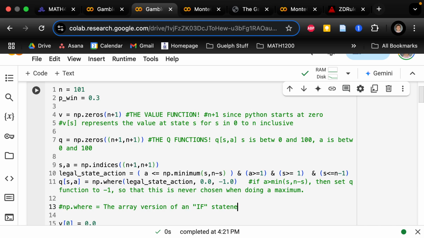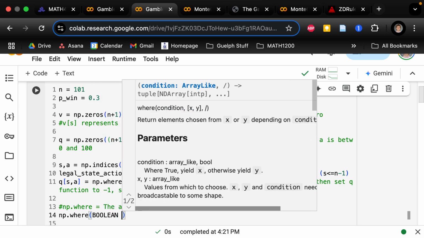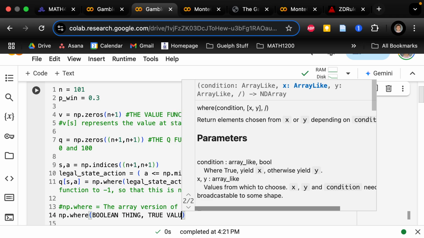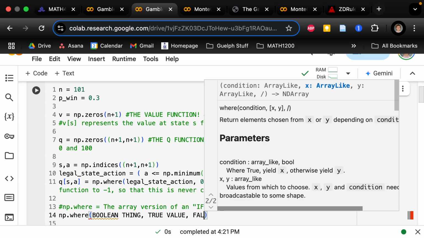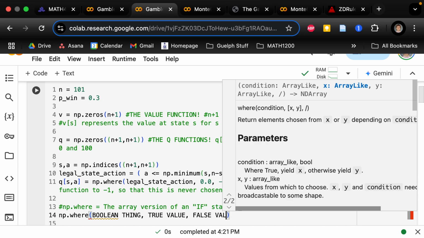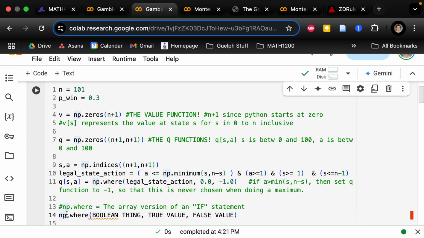And so what it does is it has the syntax of where this thing is true, it will do the first thing, and where this thing is false, it will do the second thing. So let's say np.where of a Boolean thing, it's like the true value and the false value. Okay, so this is like the syntax that if you want to learn how to do this array stuff, that's what you're going to have to use. And what this line is doing is it's setting Q of SA to 0 wherever it's a legal thing, and it's setting it to -1 wherever it's an illegal thing.